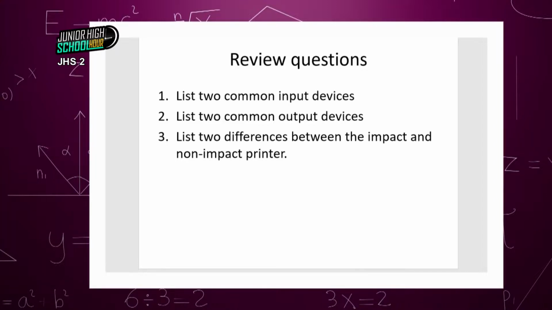They are very simple. It says, list 2 common output devices. And common over here can be interchanged with what? Basic. So you can say, list 2 basic input devices and 2 basic output devices.